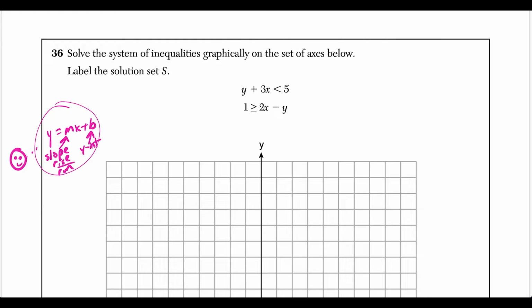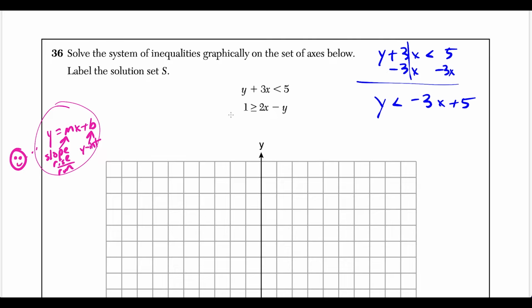So what I would do for the first inequality is I would subtract 3x on both sides. If we write that over here, y plus 3x is less than 5, we're going to go minus 3x on both sides, and that's going to give us y is less than negative 3x plus 5. And the reason we do this is so that it's in the form of mx plus b.